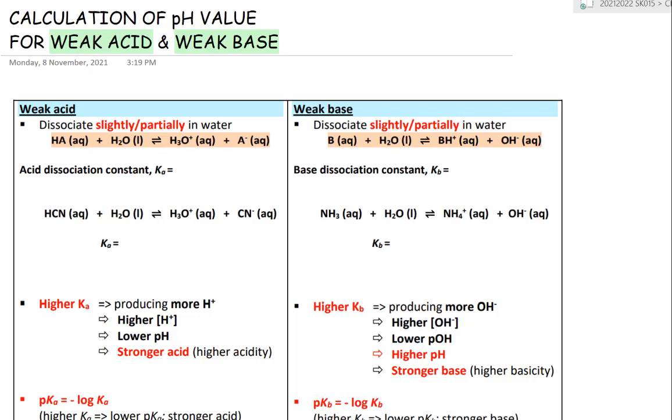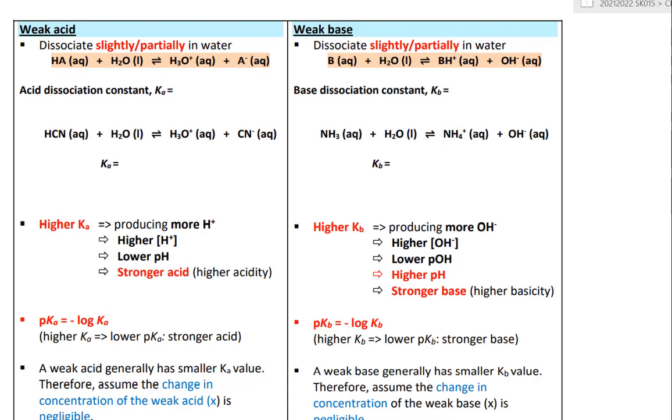Hi class, in this video we are going to talk about the calculations of pH value for weak acid and weak base. So first of all, let's just talk about the weak acid. We have learned that weak acid will dissociate slightly or partially in water.